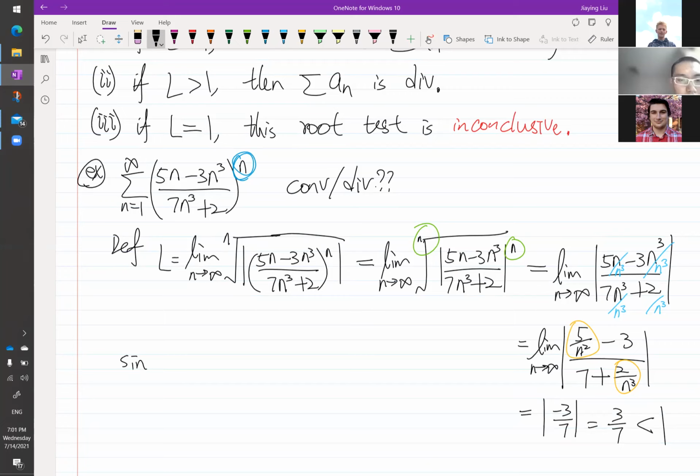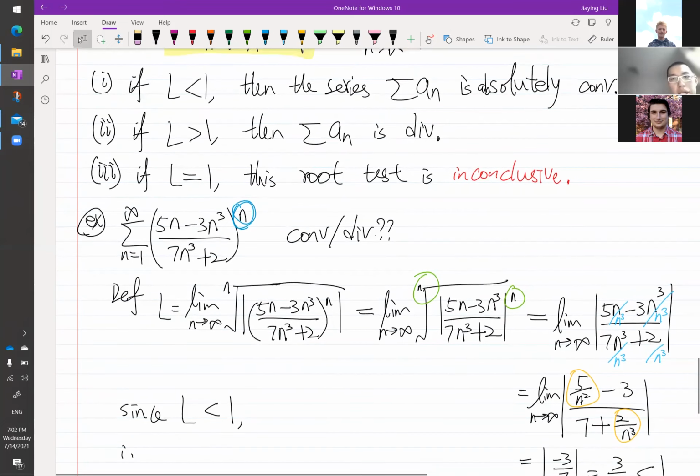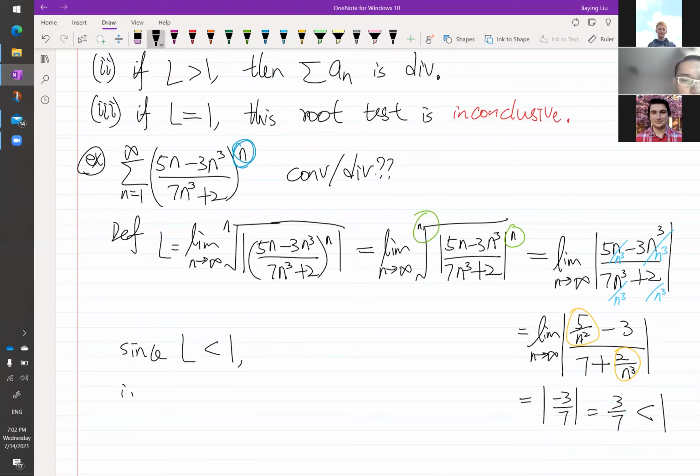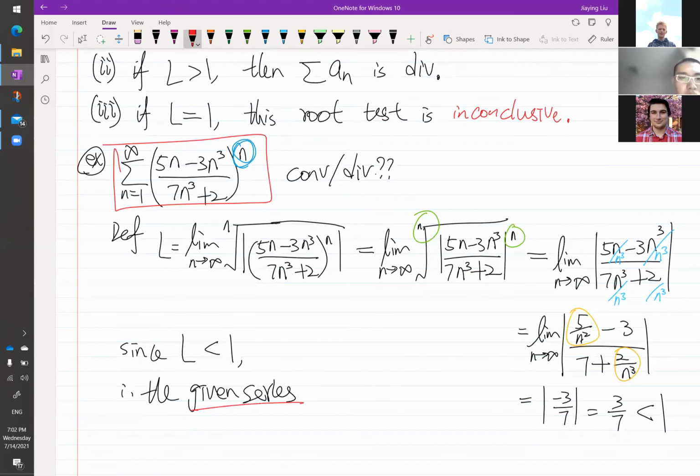So since the L here is less than 1, therefore, I know you don't remember this quickly, and that's totally normal, if L is less than 1, then the series is absolutely convergent. Therefore, the given series, this one, is absolutely convergent.